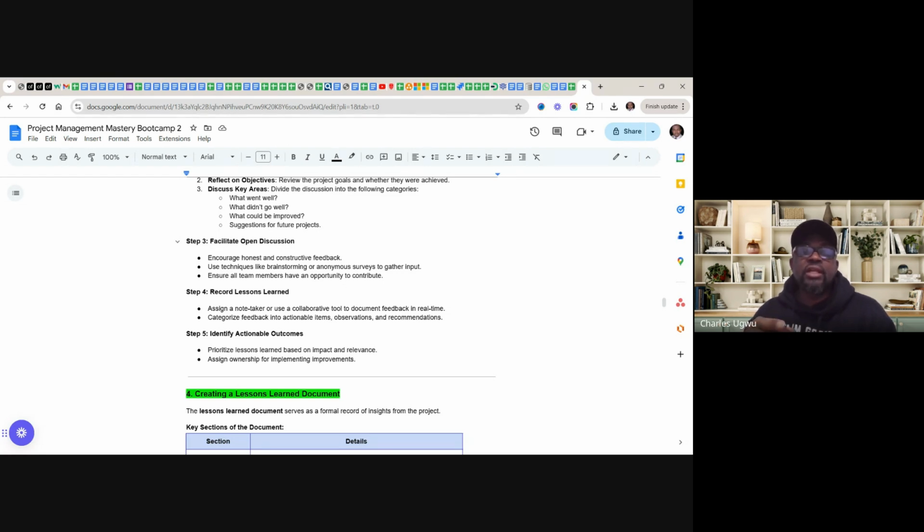Prioritize lessons learned based on impact and relevance. Assign ownership for improvement. Like we know from the beginning, it is a continuous improvement process. So when we identify areas of improvement, it's not going to be just theory, it has to be action. If the company needs to move a step forward based on the lessons learned, then action must be taken.